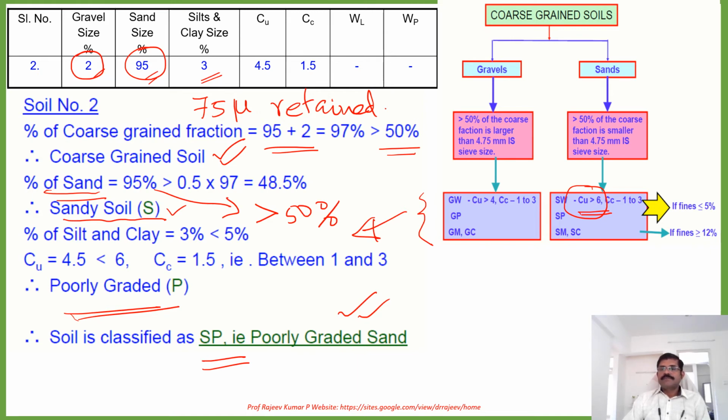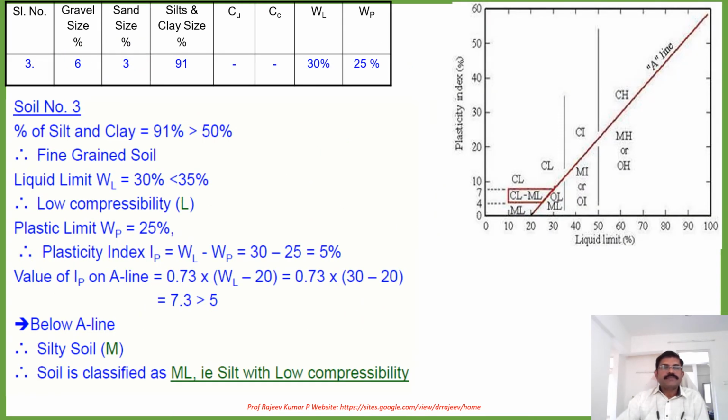Now we move to the third set of soil parameters. Here again, gravel is 6% only, sand is 3% only, but silt and clay fraction is 91. It is more than 50%, so defined as fine grained soil. Now liquid limit is less than 35%, and less than 35 means you have low compressible, this portion.